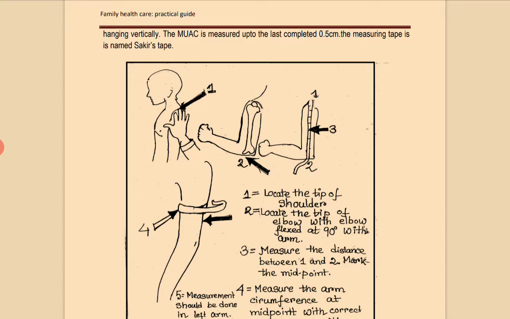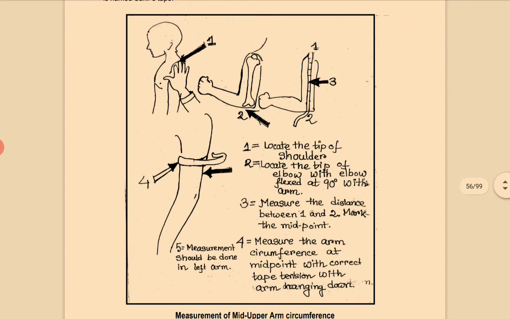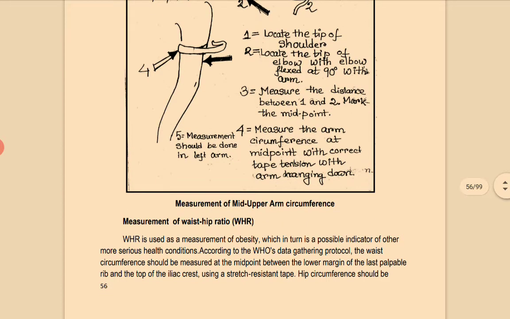Also, measuring MUAC, you will measure it in the non-dominant hand. You will look at the tip of the shoulder, look at the tip of the elbow, measure the distance between these 2 points. Measure the arm circumference at the midpoint without compressing the tissue, and measurement should be done in the non-dominant arm.